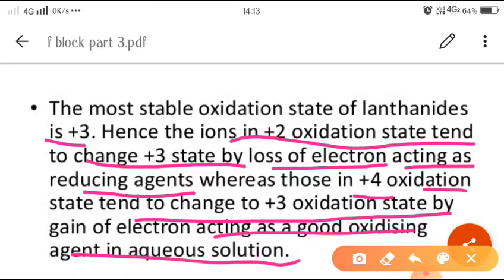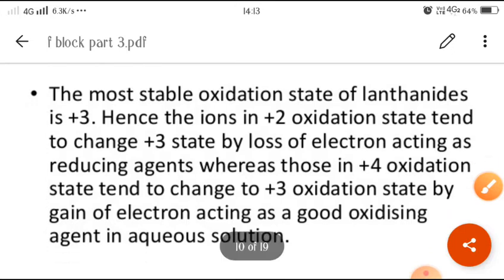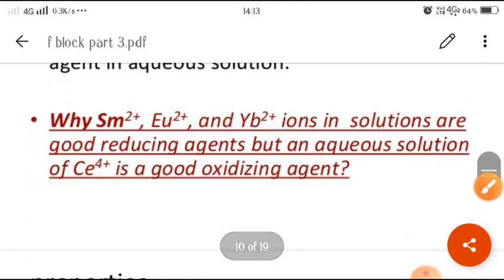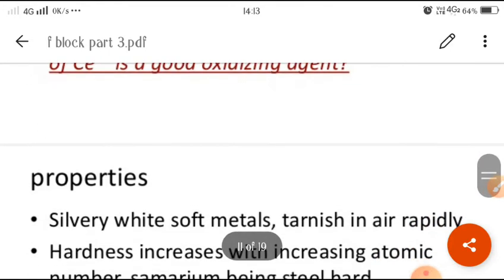aqueous solution. तो lanthanide normally +3 में stable है, तो अगर कोई +2 में होता है तो वो +3 में जाएगा by losing 1 electron and acting as reducing agent, और कोई +4 में है तो वो +3 में जाएगा by gaining electron acting as good oxidizing agent. Why are Sm2+, Eu2+ and Yb2+ in solution good reducing agents? Because they readily lose electron to form trivalent as they are more stable in +3 state. But Ce4+ is a good oxidizing agent as it readily gains electron to convert to 3+. So it is the property that lanthanoids are more stable in +3 oxidation state.